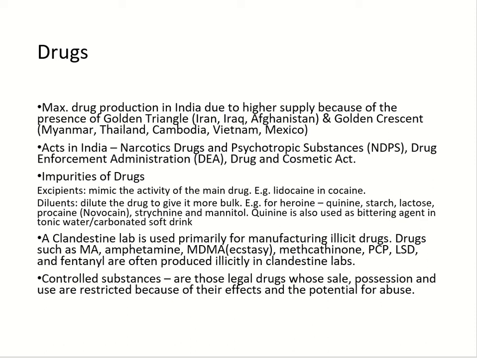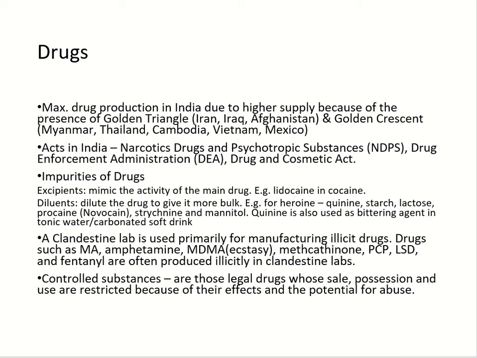The maximum drug production in India is due to its high demand and high supply because of the presence of the Golden Triangle, that is Iran, Iraq, Afghanistan, and the Golden Crescent, that is Myanmar, Thailand, Cambodia, Vietnam, and Mexico. The drug produced in India is supplied to all these countries. The various acts regarding drugs in India are the Narcotic Drugs and Psychotropic Substances Act, NDPS, Enforcement Administration, and the Drug and Cosmetic Act.